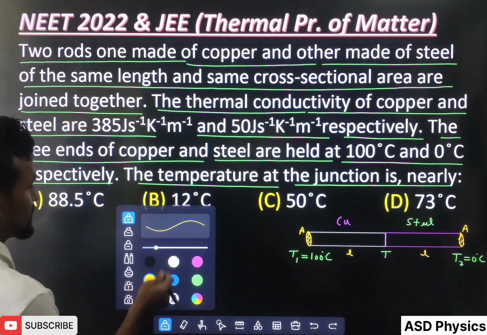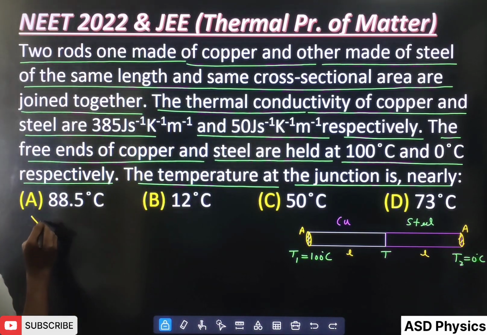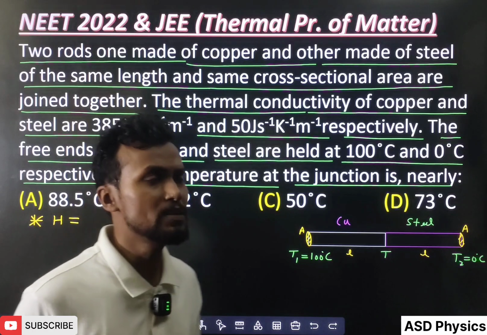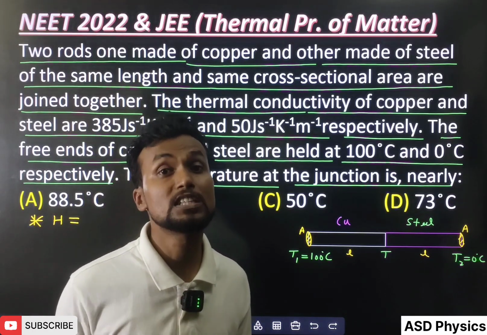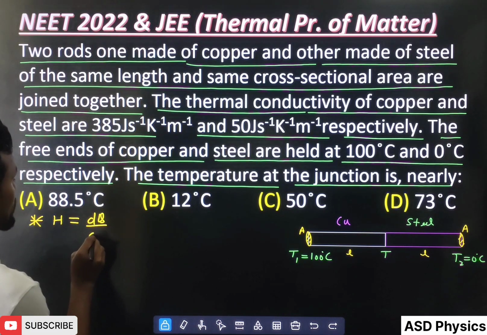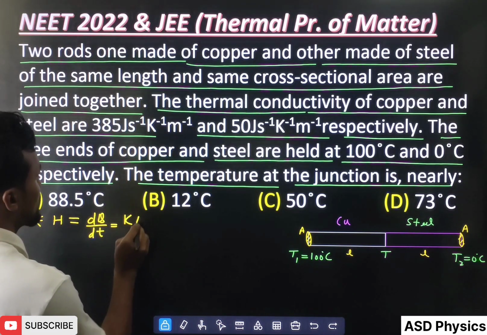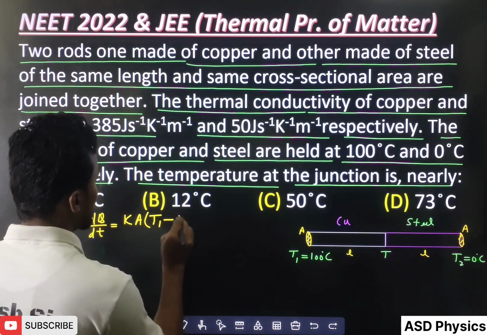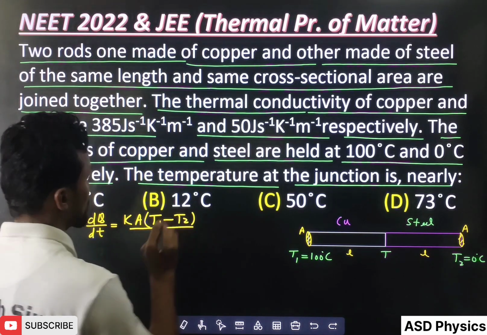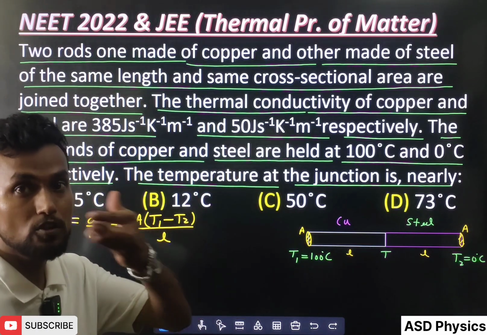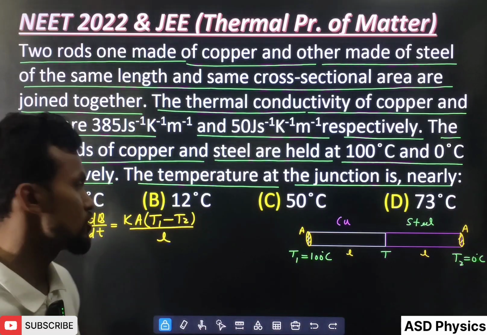So when we are solving, remember the basic formula we are going to use: heat current, the term H. Heat current means the rate of flow of energy, dQ by dt. So rate of flow of energy is called heat current. Remember the formula: H equals KA times (T1 minus T2) by L, where T1 is the temperature of one side, and T2 is the temperature of the other side.